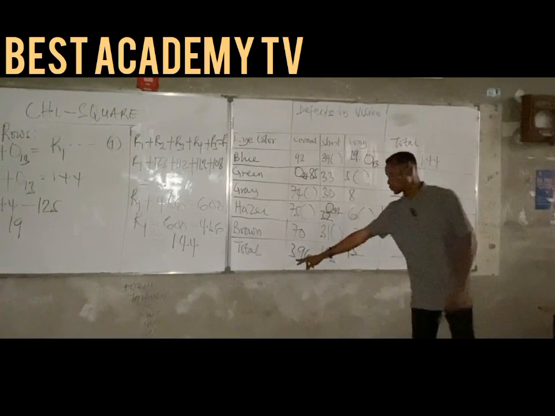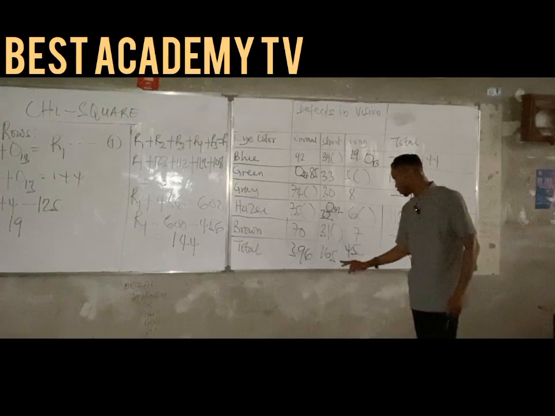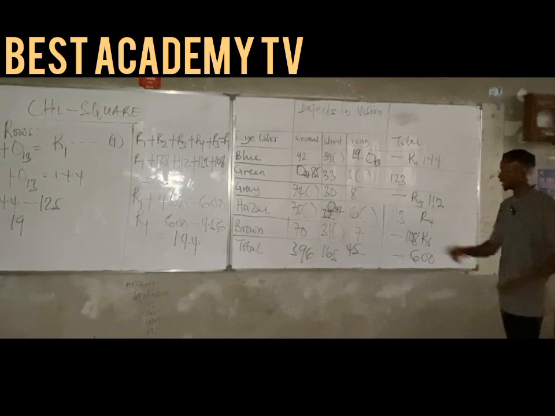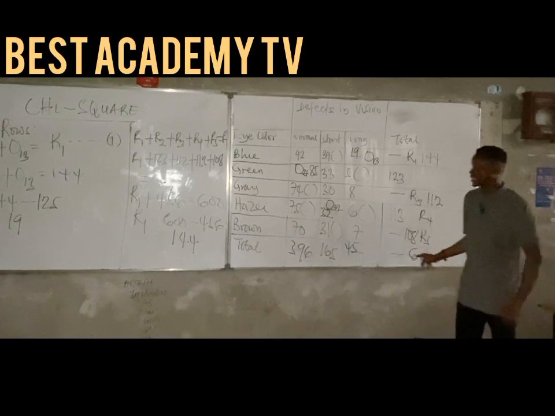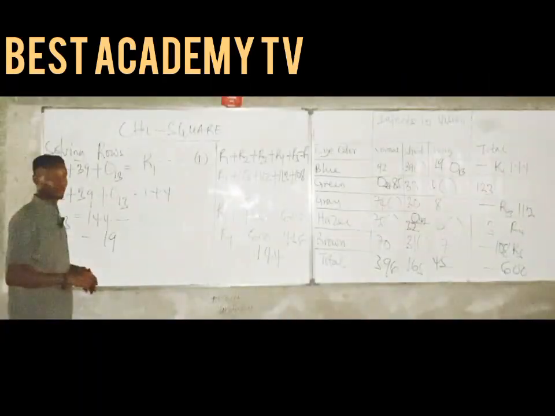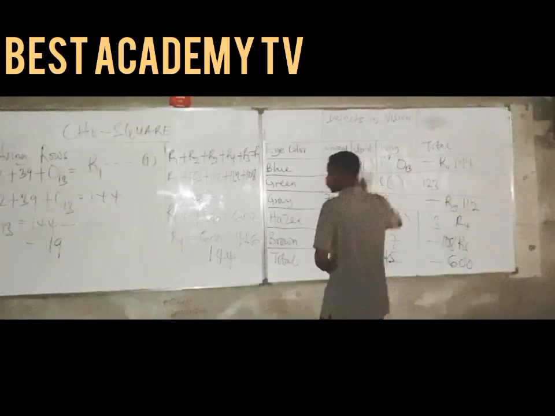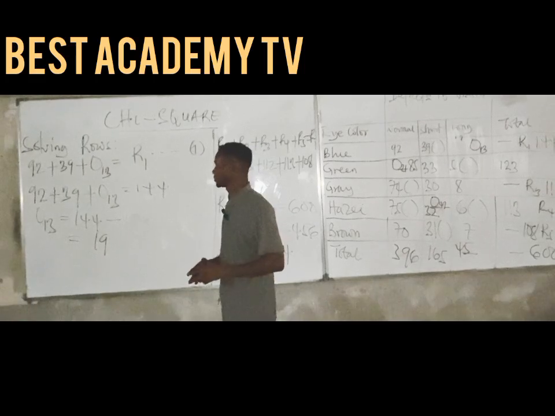Now let's check this one here. 396 plus 165 plus 45. Let's check if it's the same. 396 plus 165 plus 45. What is the answer, please? Okay, sorry for the mistake here. This is not 19. Sorry for the mistake, please. Let's try to resolve this. Let's try to solve this.